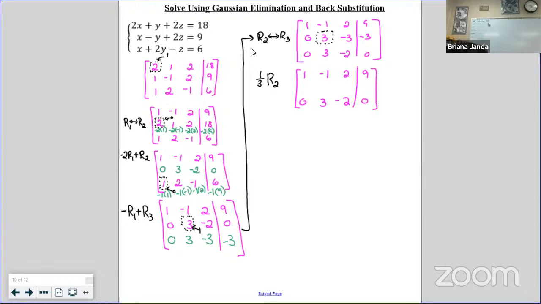So what that means is I'm going to go through and take all of these times 1/3. And we get 0, 1, -1, -1. Okay, step 3 is accomplished. We got a 1 there. Move on to the 0 below it. Okay, so our next focus is finishing out that column.